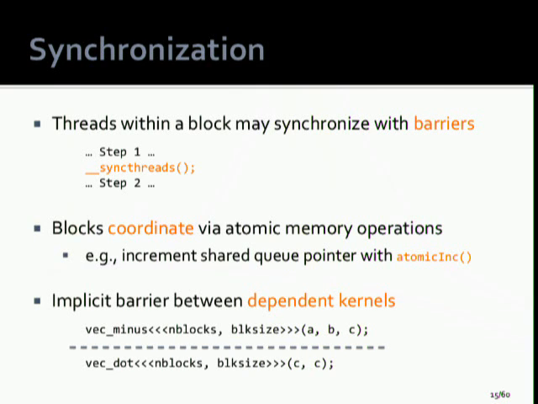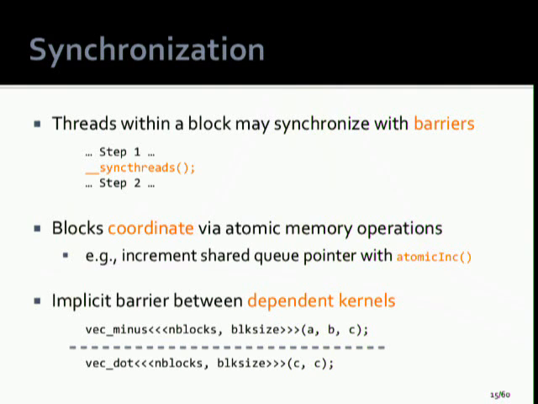This is useful, for example, if you have two threads in a block that need to exchange data. It's not just enough for both of them to get to the same point where they're waiting to exchange data, but the writes that they've made to the memory subsystem actually have to be visible to each other. And the sync threads actually guarantees that.